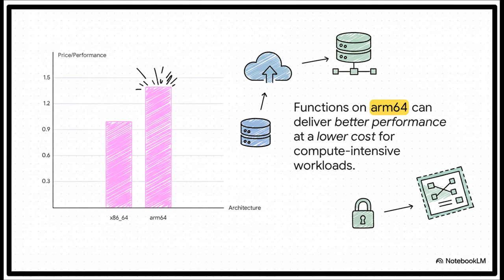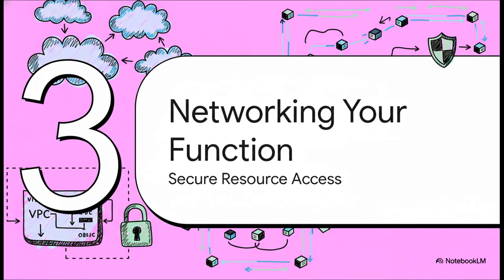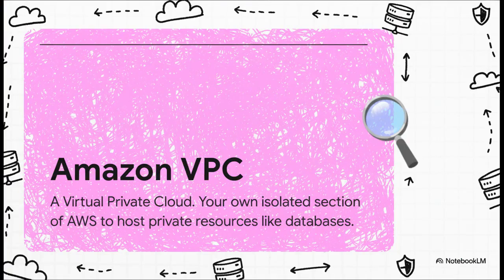That's a powerful combo that's definitely worth checking out for your apps. Now, in the real world, functions rarely live on an island, right? They almost always need to talk to other things like databases or caches. So let's dig into how you can securely connect your Lambda functions to resources that are running inside your own private network. The key to all of this is the Amazon Virtual Private Cloud, or VPC.